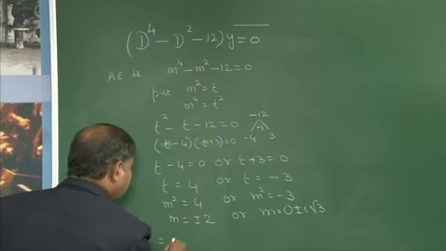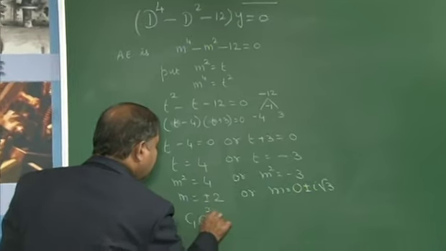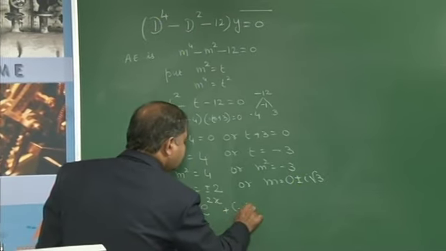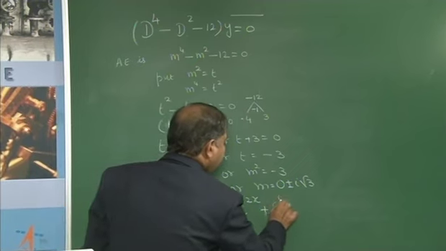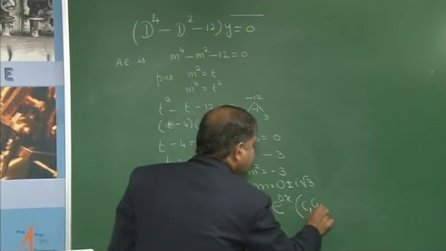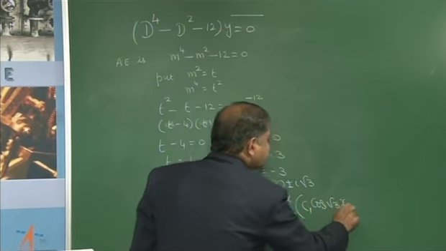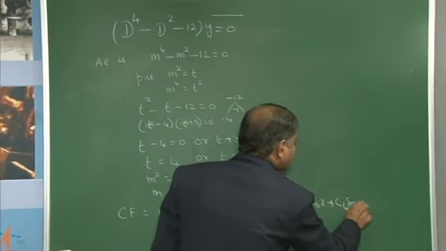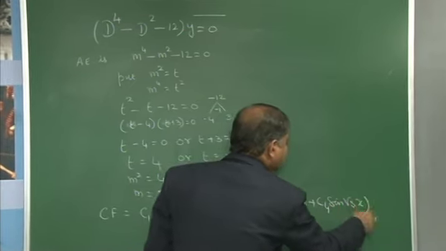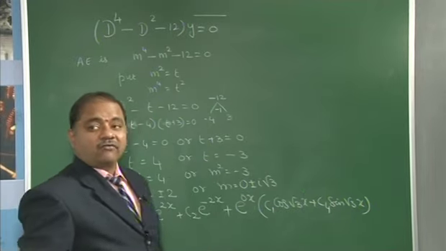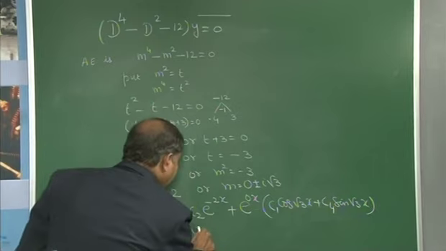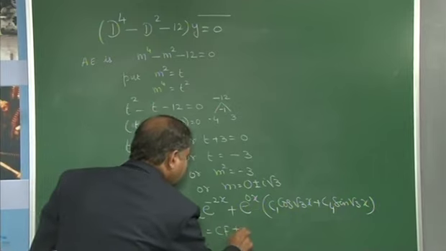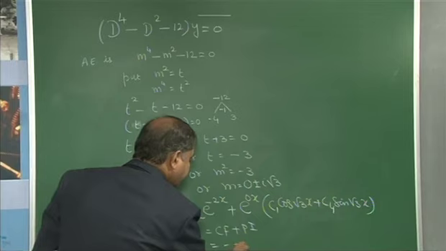So CF is C1 e power 2x, C2 e power minus 2x, then e power 0x, C3 cos root 3x plus C4 sin root 3x. Combination of unequal and the complex roots. Finally, the solution is CF plus PI.